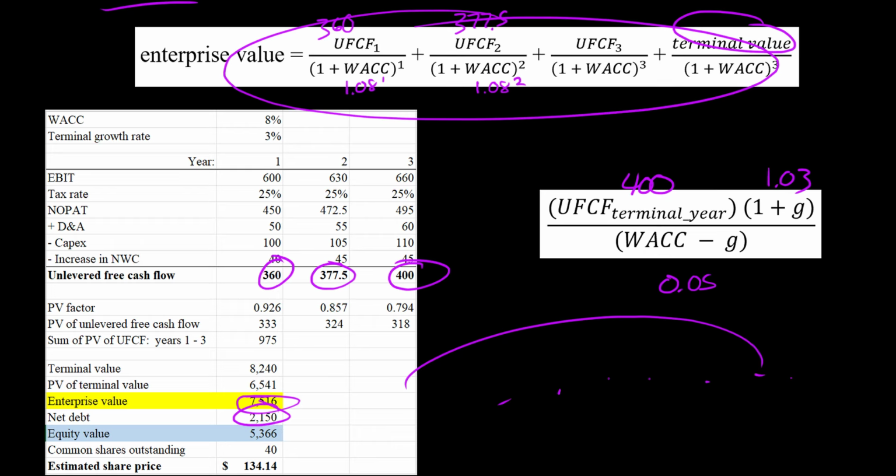Now, if you say, well, I want to know that on a per share basis, what's the value of the equity per share? You would divide that by the number of common shares outstanding. So if we say implied equity value 5,366, common shares outstanding are 40, then the estimated share price for this company, the per share value of the equity, would be $134.14.